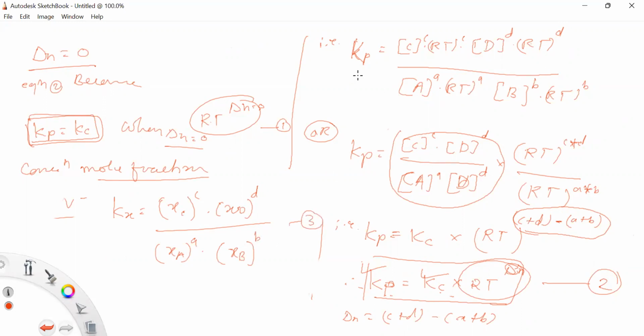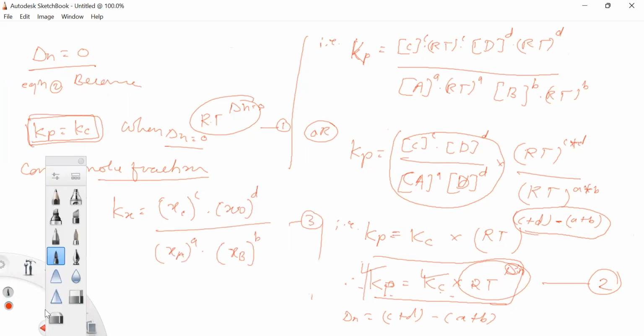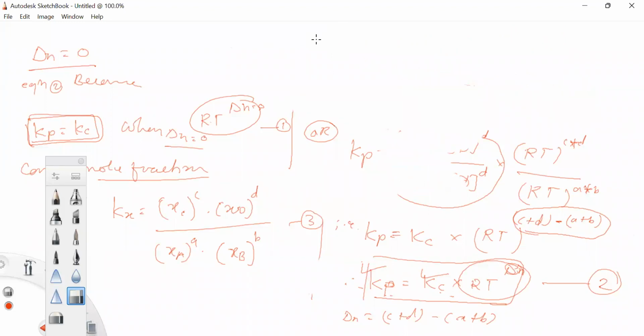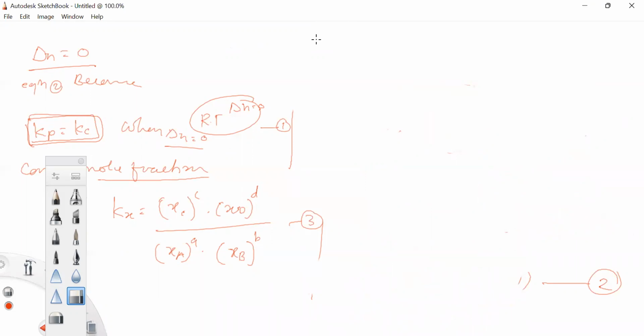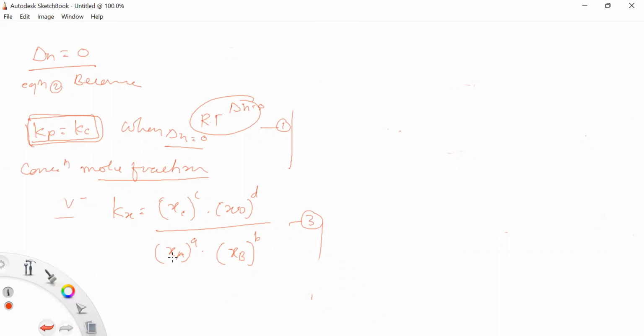This is how you get equation number 3. Now, how is this equation related to your Kp and Kc? In this case, Kx is equal to xC raised to power c into xD raised to power d upon xA raised to power a into xB raised to power b. So your concentrations are mole fractions.